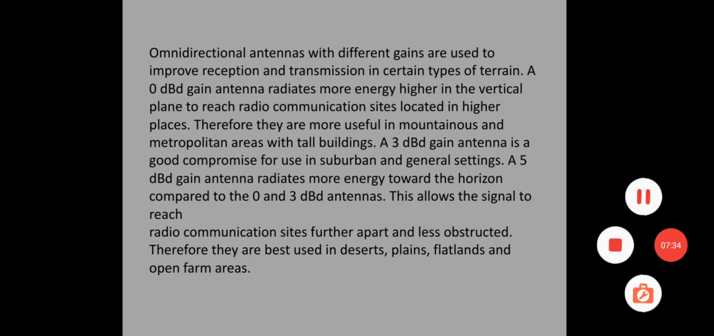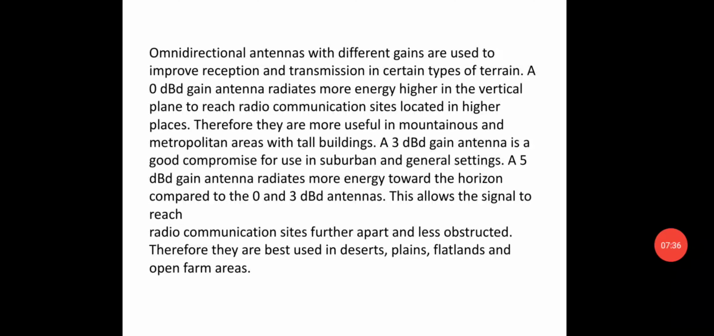Omnidirectional antennas with different gains are used to improve reception and transmission in certain types of terrain. A 0 decibel gain antenna radiates more energy higher in the vertical plane to reach radio communication sites located in higher places. Therefore, they are more useful in mountains and metropolitan areas with tall buildings.